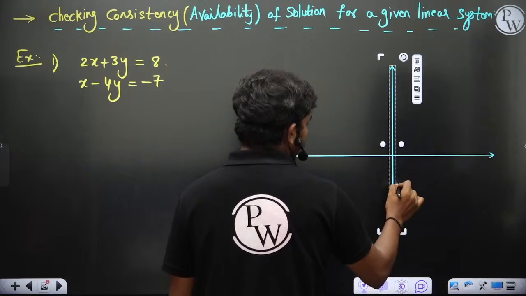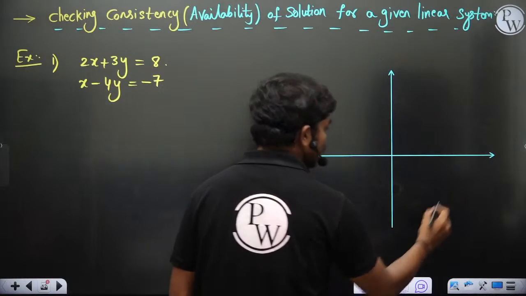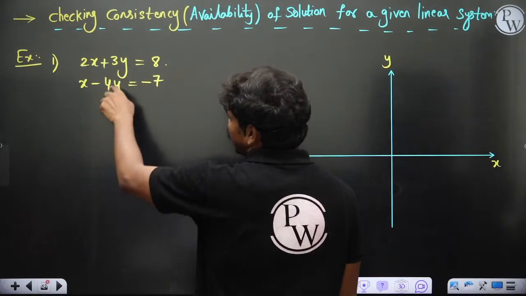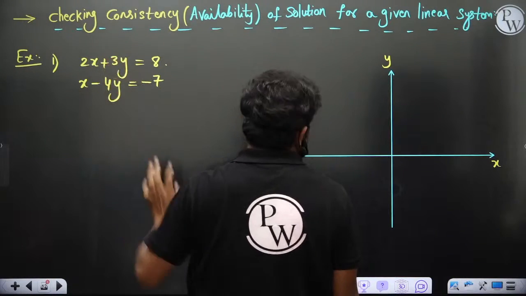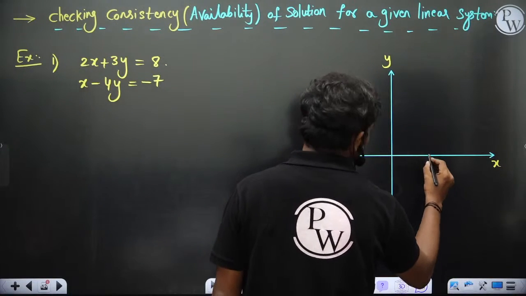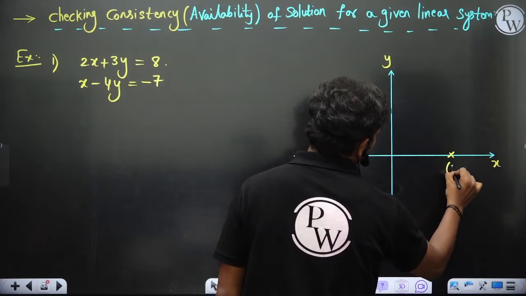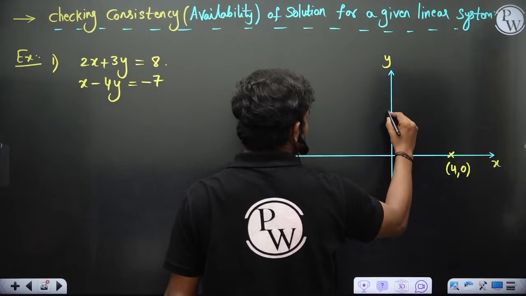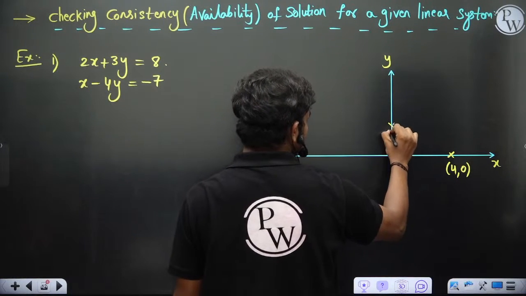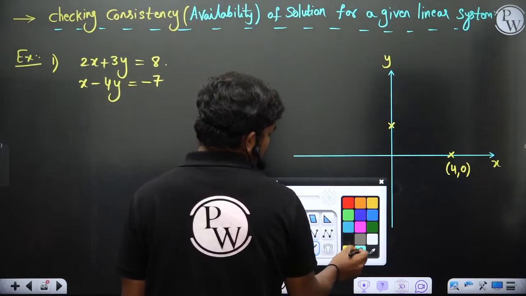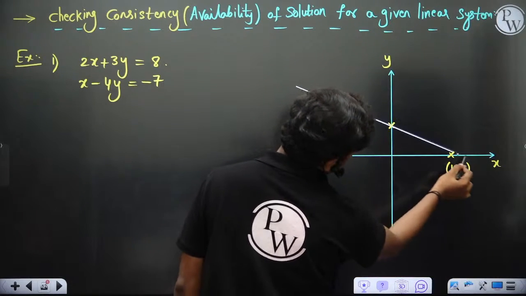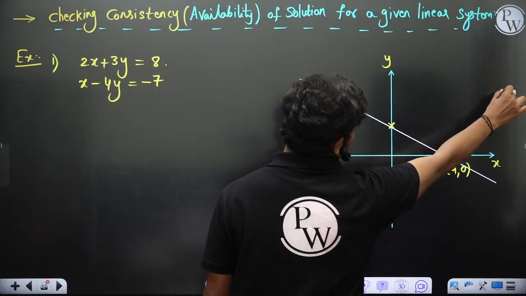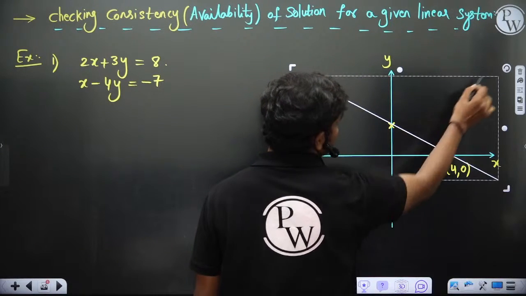You know how to plot a straight line. This is the x-axis and this is the y-axis. If you put y equal to 0, x equal to 4, so the point is 4 comma 0. If you put x equal to 0, y equal to 8 by 3, roughly 2.67, somewhere here. We draw a straight line passing through these 2 points.